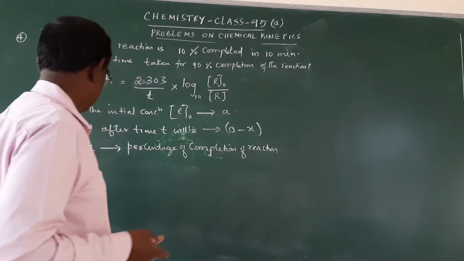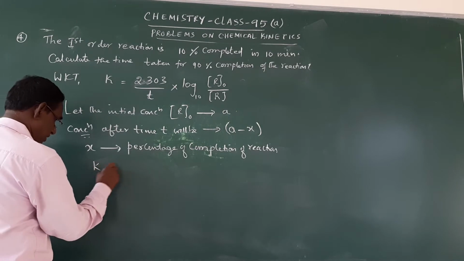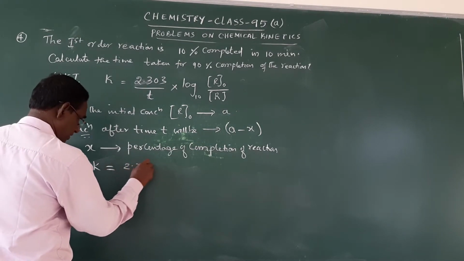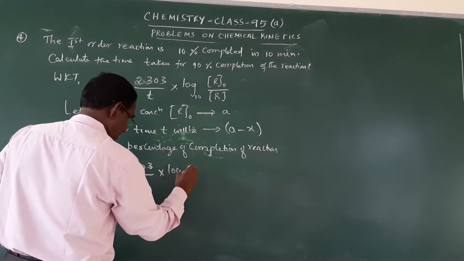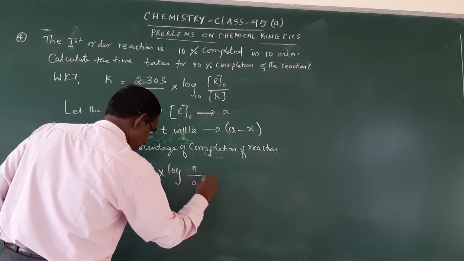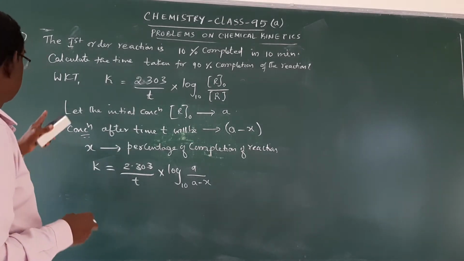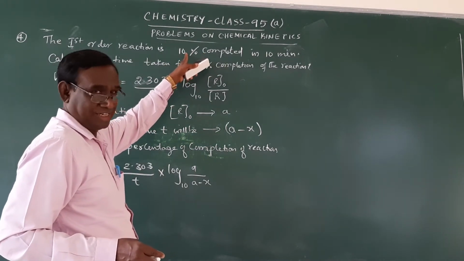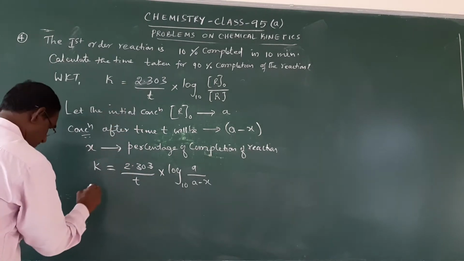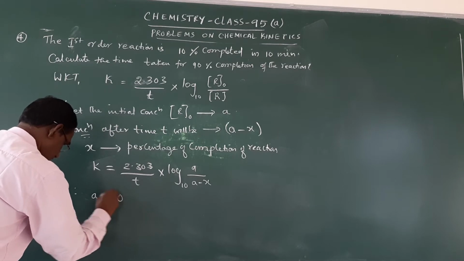Okay, so now let us substitute these values in this equation. We will have k is equal to 2.303 divided by t into log a divided by a minus x, to base 10 of course. Here, the first order reaction is 10% completed. What is the value of x now? 10. Therefore, a is 100.